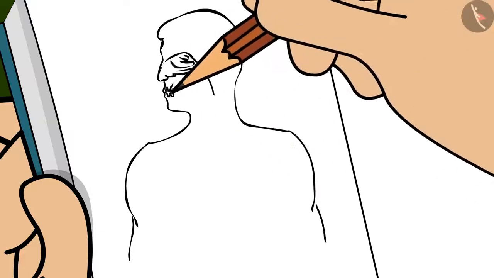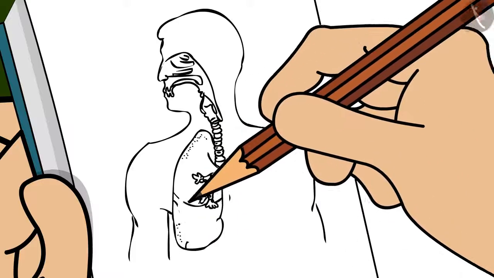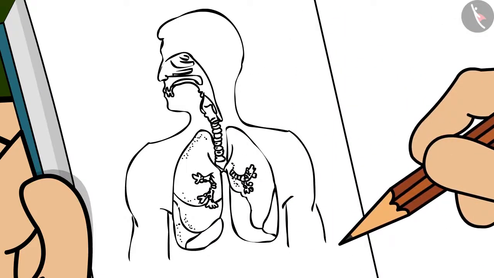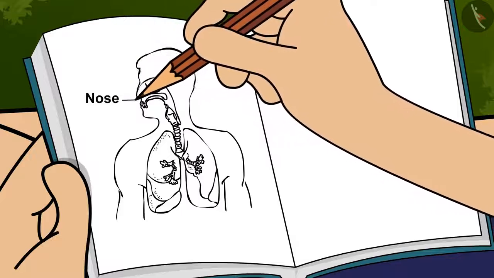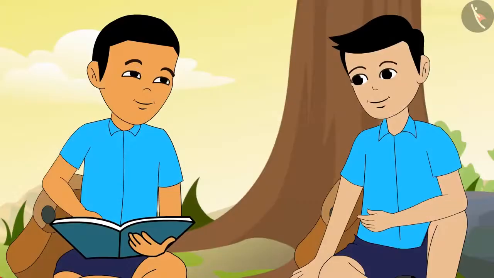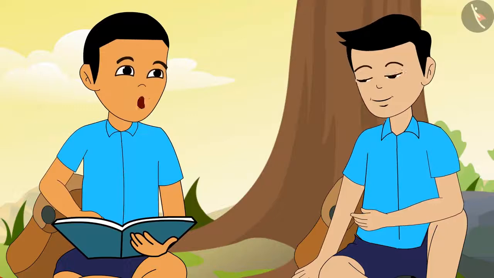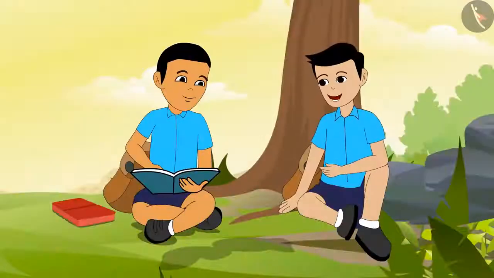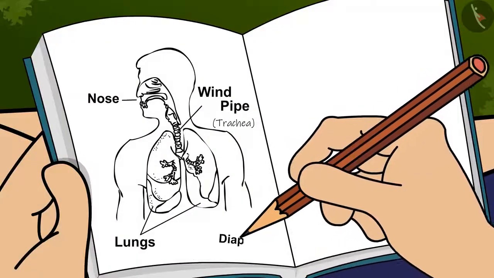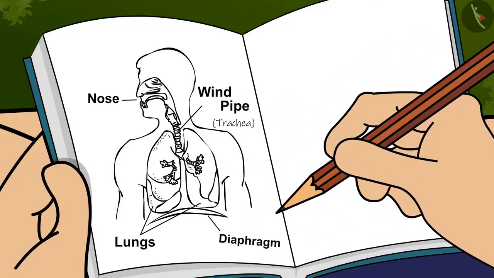Look, Ram, we breathe through our nose. Then the air passes through the windpipe or trachea and then to our lungs. This is the nose, the windpipe, and these are the lungs. The teacher had told us that the biggest muscle in our body lies below the lungs. What was its name? The biggest muscle in our body is the diaphragm. Yes, diaphragm. Wait, let me draw the diaphragm too in this drawing.